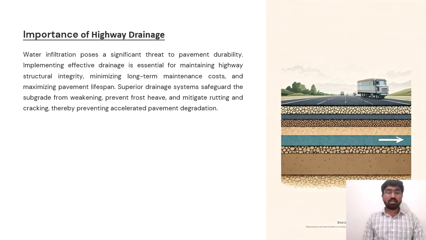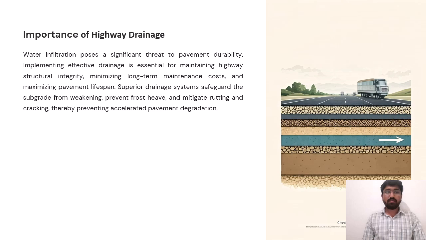Water reduces the strength of base and subgrade layers, leading to premature failure. Proper drainage ensures longer pavement life, reduces the need for frequent maintenance, and enhances structural performance. For example, in hilly areas, side drains and longitudinal slopes help in rapid water evacuation, preventing landslides and base erosion.